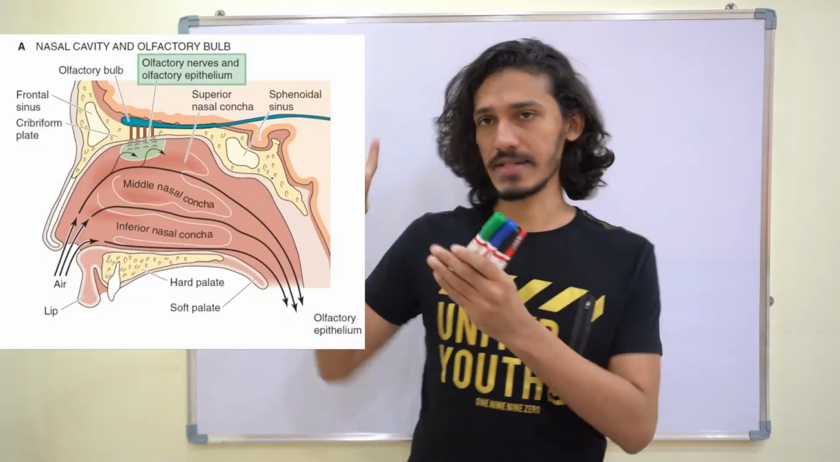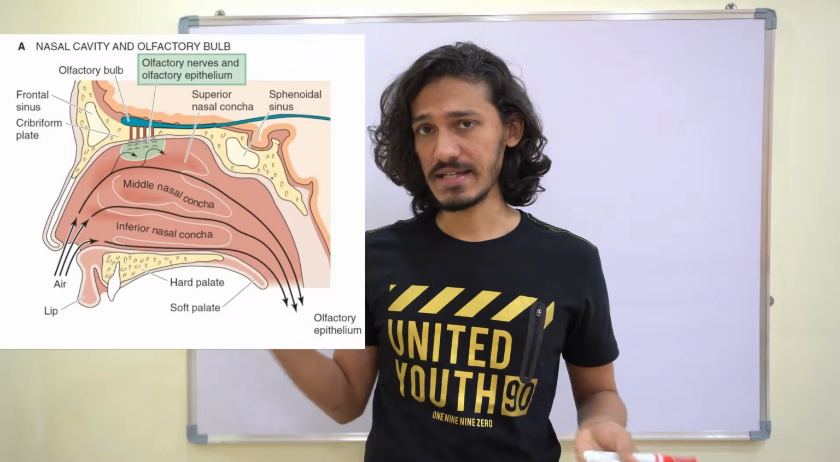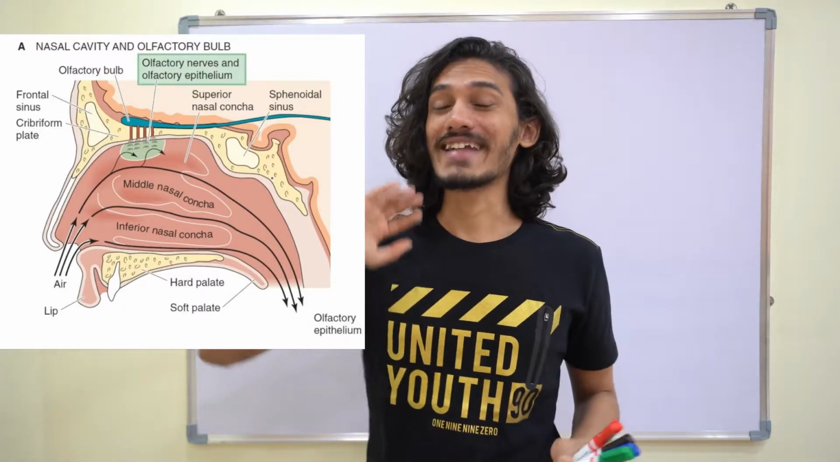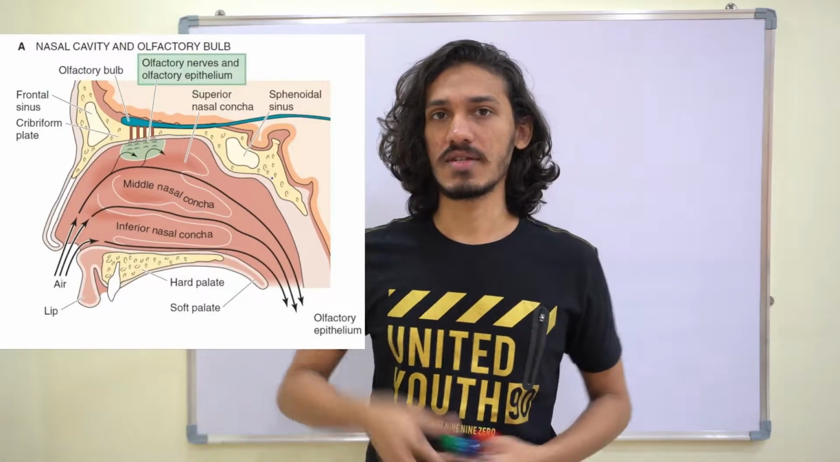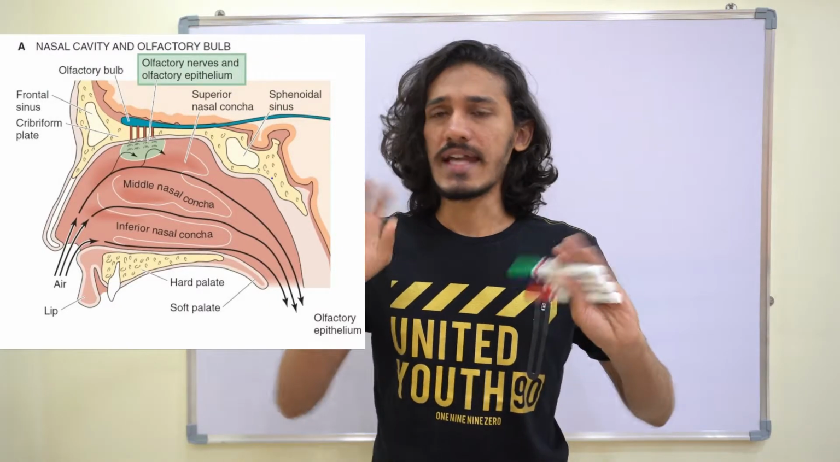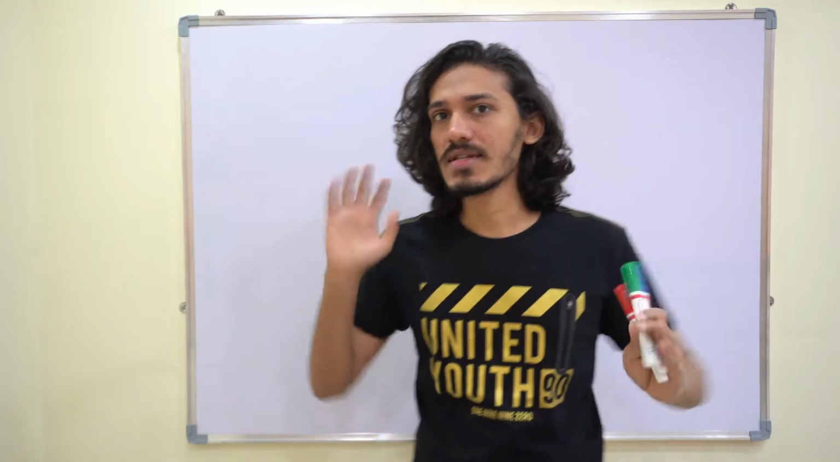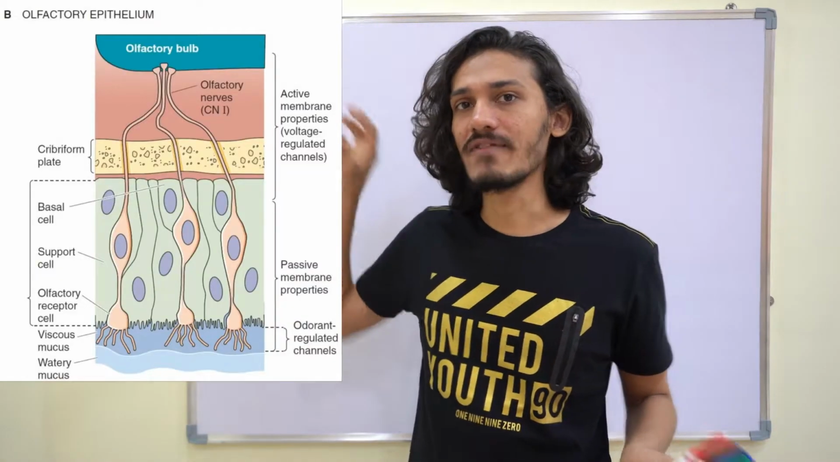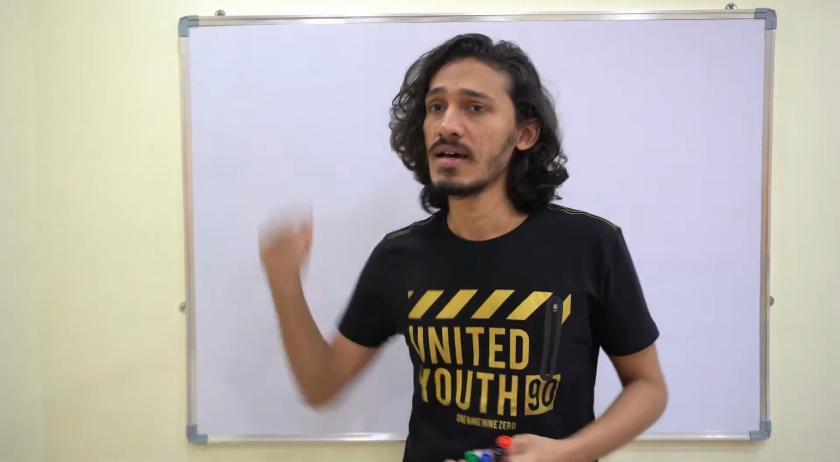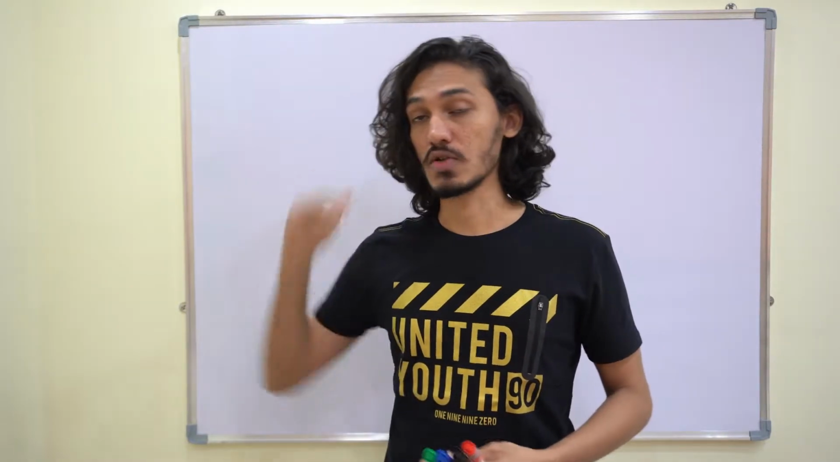To start off, just take a look at this diagram. You can see the nasal cavity. In the roof of the nasal cavity is where your olfactory epithelium is present. There is an epithelial layer that takes up around 10 centimeter squared area. This epithelium has the olfactory neuron present, in the superior part of the nasal cavity, the roof.